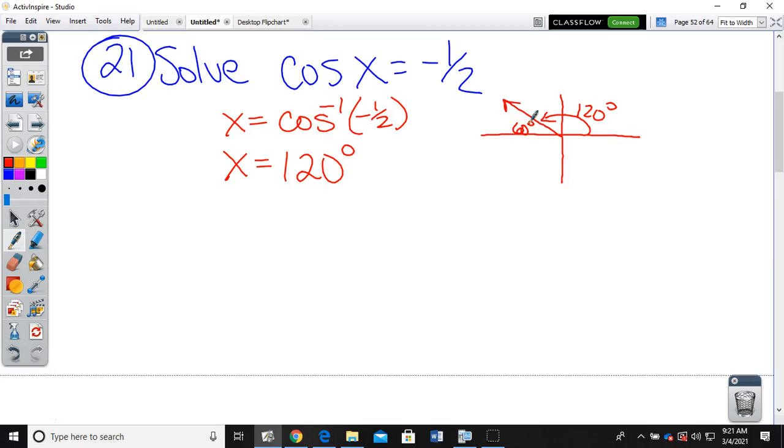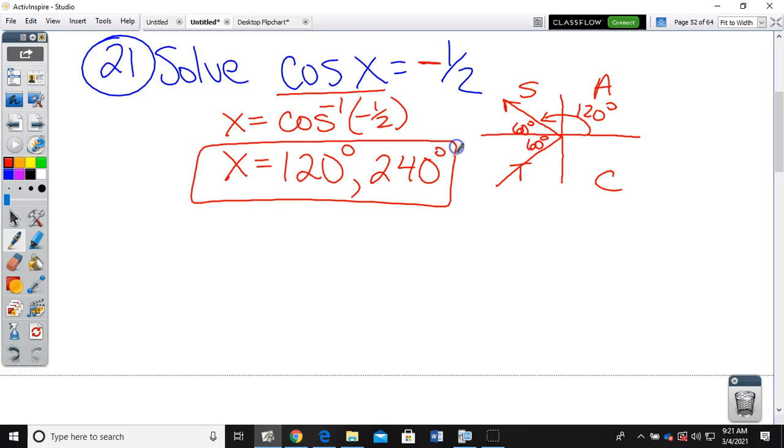So, cosine here is what? Negative. So I've got All Star Trig class. Where is cosine negative? What quadrants? 2 and 3. We've already got the one in quadrant 2, right? It was what? 120. So I need a 60-degree angle in quadrant 3. What would a 60-degree angle in quadrant 3 be? 240. 180 plus 60 is 240. And again, if you wanted to check it real quick, just type in cosine of 120.